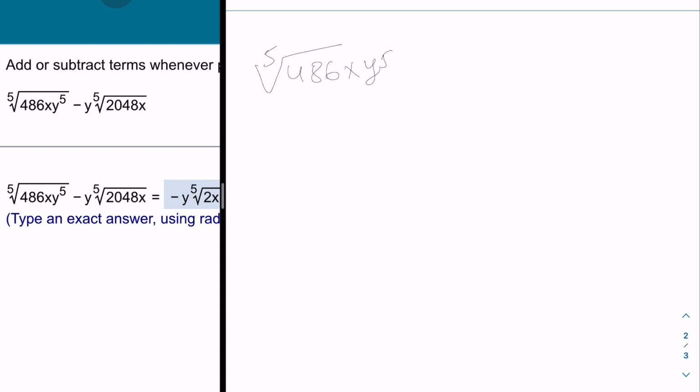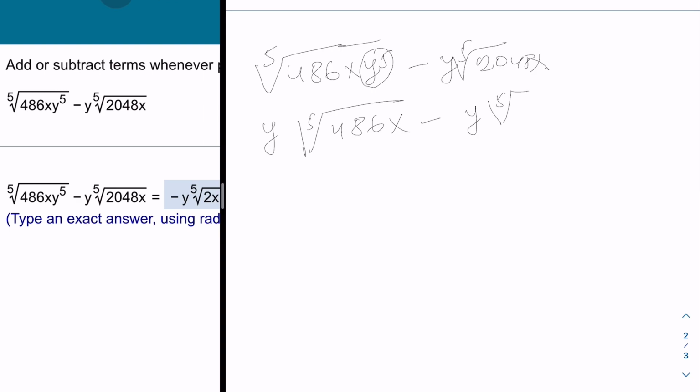486x y to the 5. Got it. 2048x. So we already have y to the fifth power in it, so y will go out. 486 here is x, then y, 2048x. So now we will try to solve this in the form of a to the power 5, b to the power 5, like that.